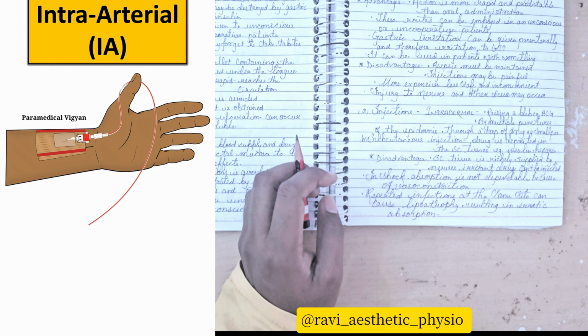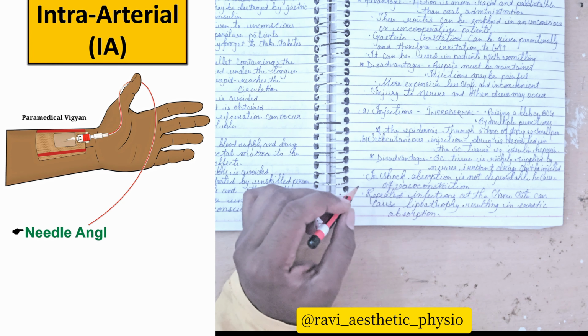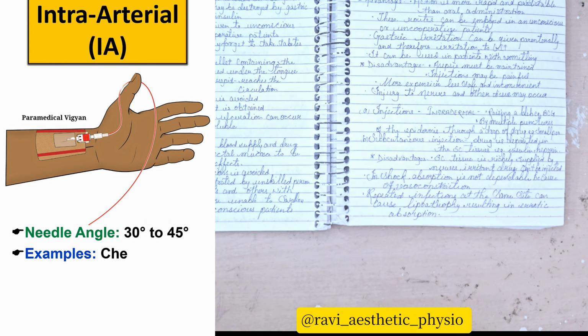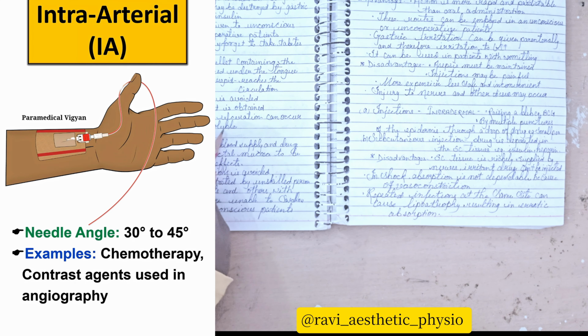Repeated injection at the same site can cause lipotrophy, resulting in erratic absorption. So there is a chance of infection at that site, and lipotrophy results in irregular absorption there. If you repeatedly use the subcutaneous route, there is a chance of infection and lipotrophy on that place.